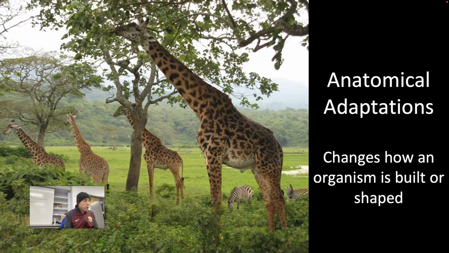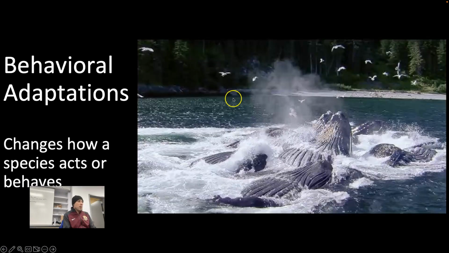You have to work with what you have. So anatomical, we're talking about the physical structures in the body. Behavioral adaptations show how an animal acts or behaves. We talked a lot about primate behavior. We talked about grooming behavior. So think about how grooming helps.